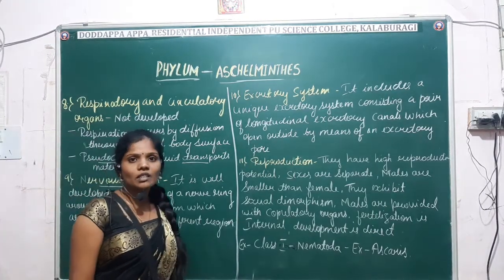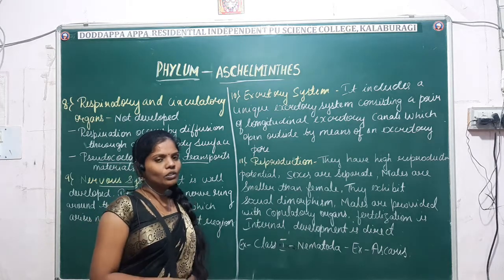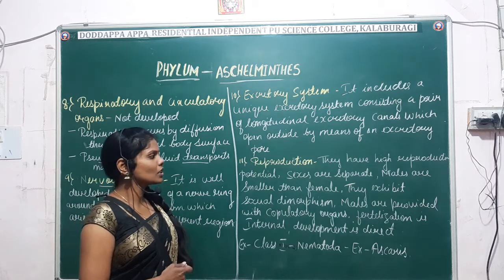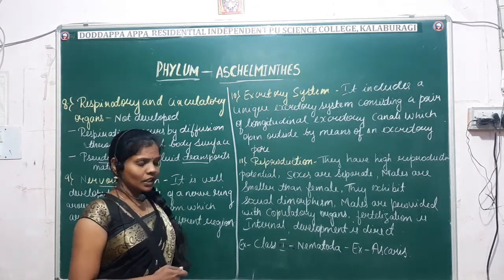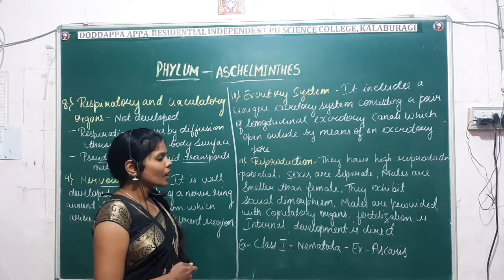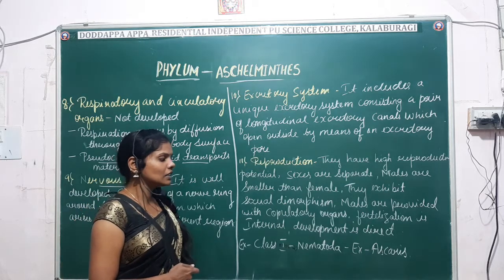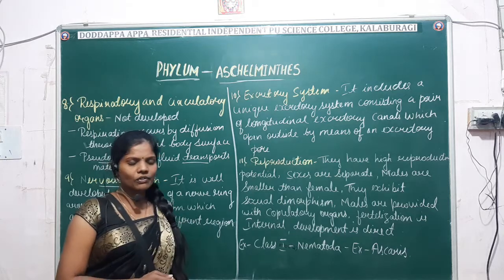Then the excretory system, it will consist of the excretory pore. Then reproduction: they have high reproductive potential, where the sexes are separate and the males are smaller than the female, and they exhibit sexual dimorphism, and males are provided with copulatory organs. Fertilization is internal, development is direct. Okay, so these are the characteristic features.